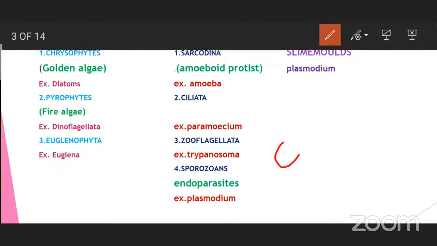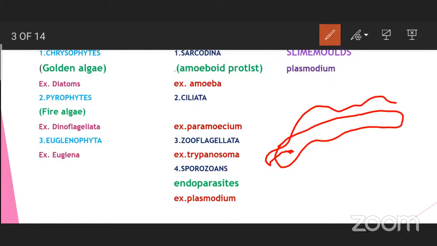So a simple diagram of this one I will draw. Trypanosoma gambiense. It will be having the flagella starting here, and this flagella will be all over the body, ending up here. Some membranous sheath will be present. Okay, this is the structure of Trypanosoma gambiense. It is a zooflagellate having a flagella which is attached all over the lengthwise of the body.